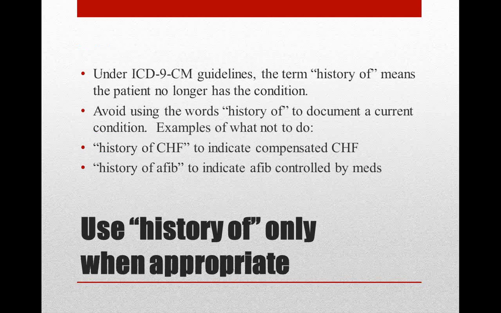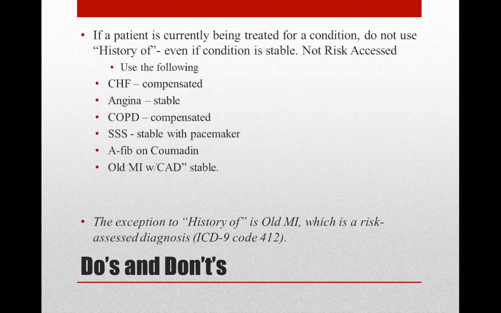The term history of means a patient no longer has the condition. You want to avoid using history of to document a current condition. Some examples of what providers do is history of CHF to indicate compensated CHF. You want to document it as compensated CHF. History of AFib to indicate AFib controlled by meds. No, you want to document AFib controlled by meds.